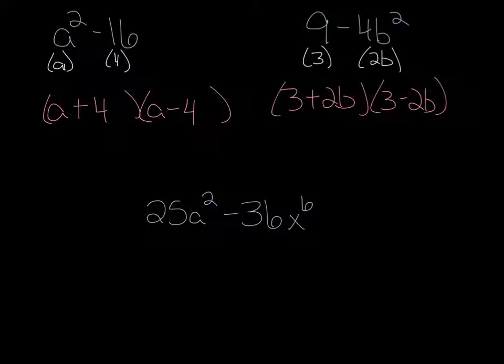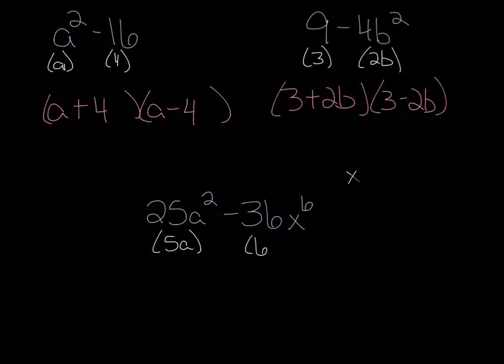Now let's look at the next one. 25a squared minus 36x to the 6th. Are these perfect squares? Well, this one we can handle pretty much without any trouble, right? 5a times 5a is 25a squared. So the root of 25a squared is 5a. Now, what about the next one? We know that the square root of 36 is 6. What about x to the 6th? What times itself equals x to the 6th?